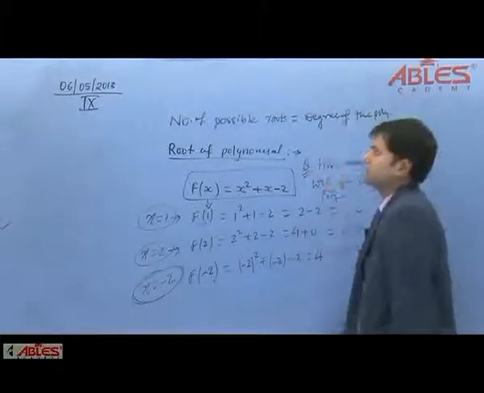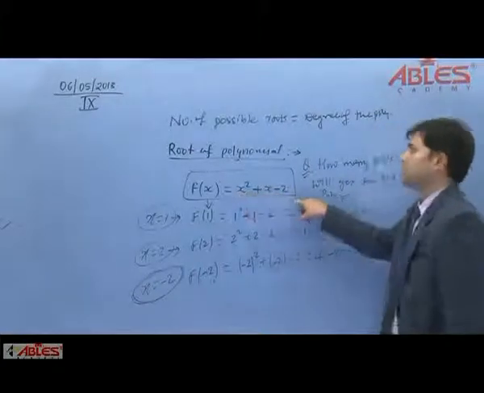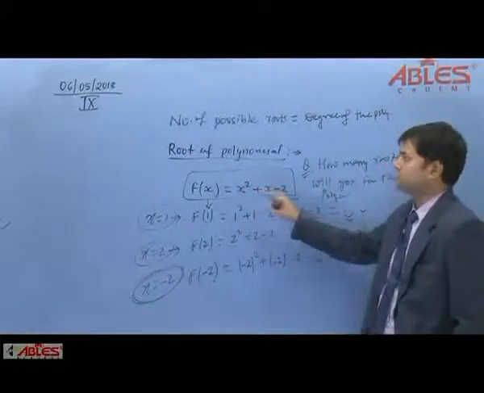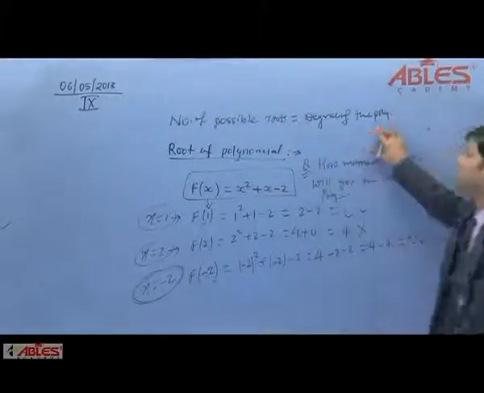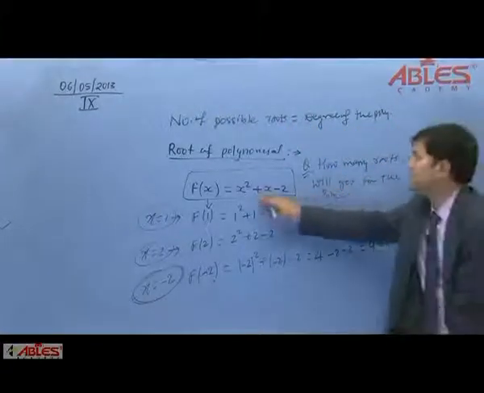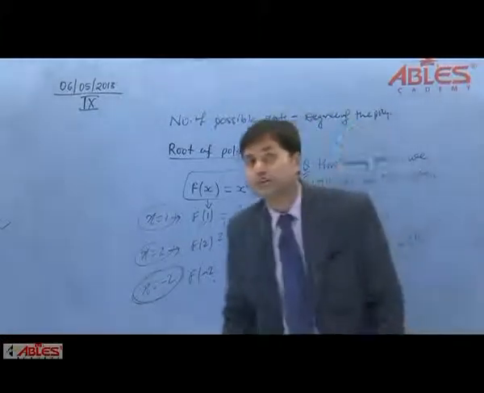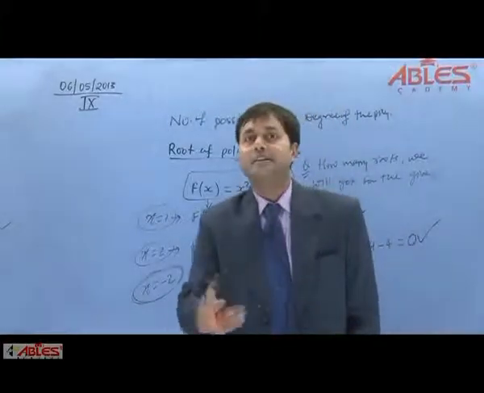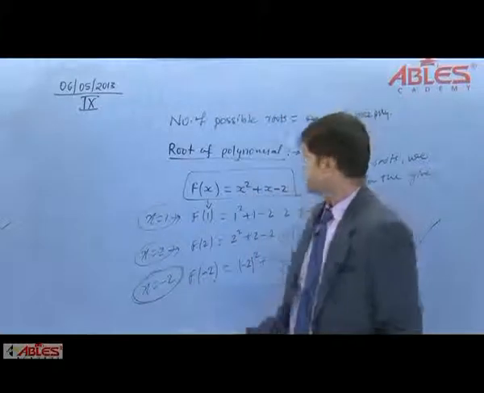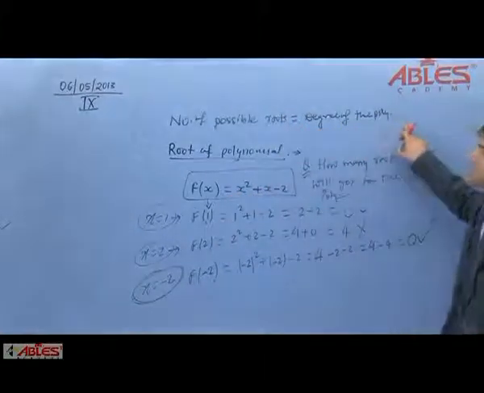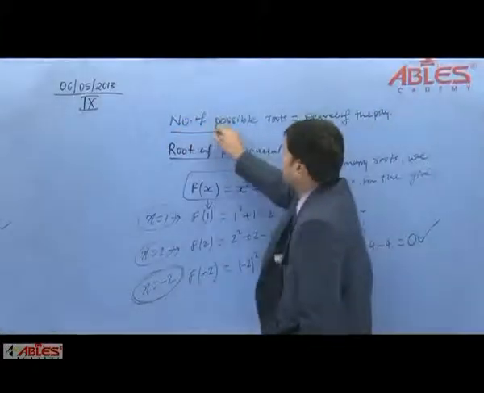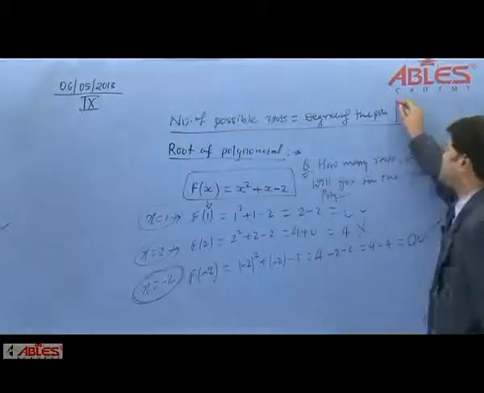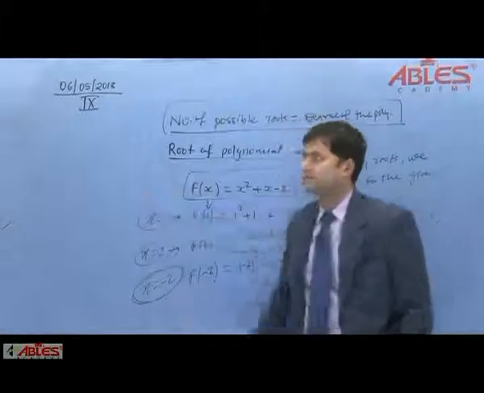Okay students, in this case the degree of the polynomial is 2, so the maximum number of possible roots is equal to the degree of the polynomial. Can you say, students, how many roots we will get, in fact the number of possible roots in this case? Yes, all centers. So according to this definition, number of possible roots equals the degree of the given polynomial.